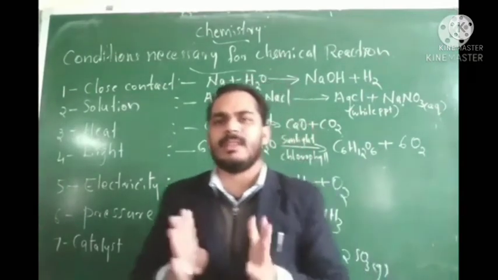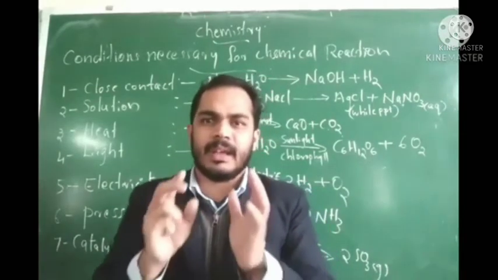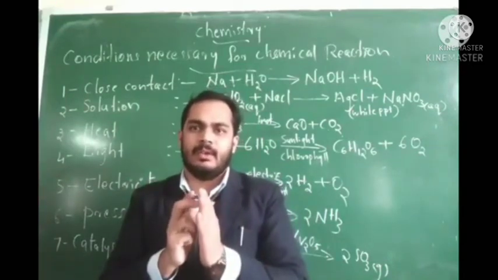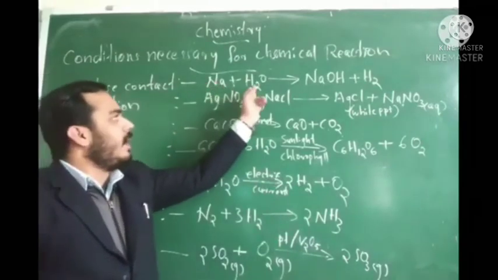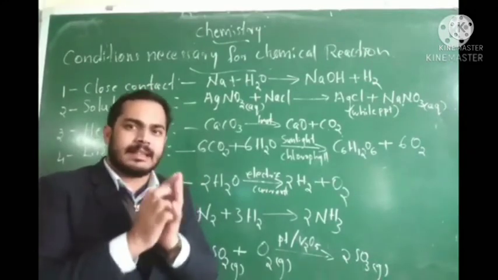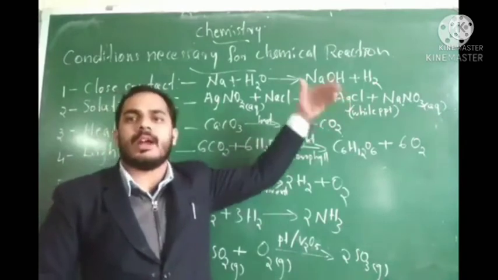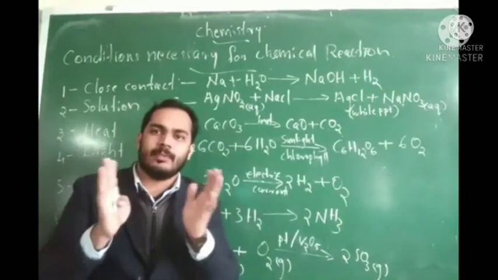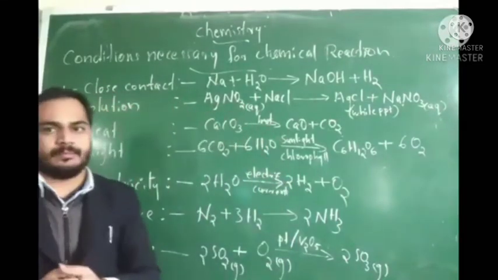Okay. So first one, what is meant by close contact? Close contact means here the reactants need to be near and close. For example, sodium and water, both need to be close. As a result, both combine together to form the products sodium hydroxide and hydrogen. So close contact means the reactants need to be close. And the second one, solution.